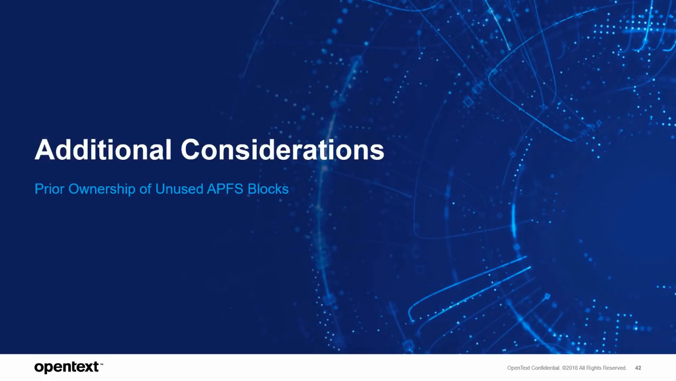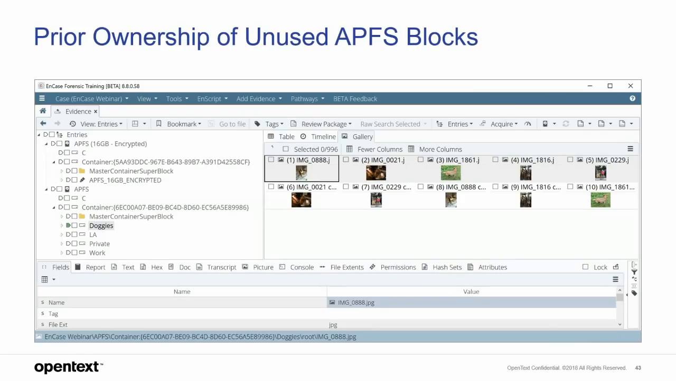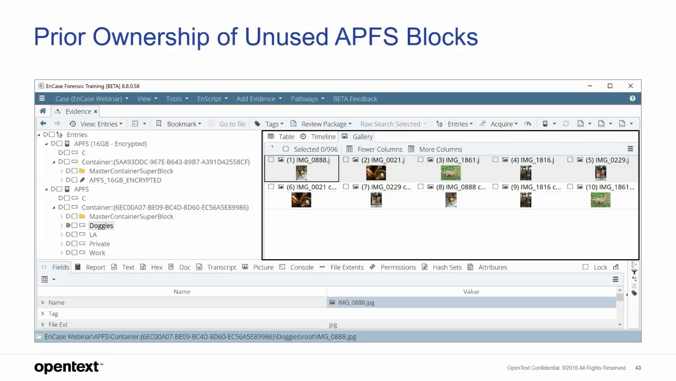We now need to consider a number of issues that we need to be aware of when parsing APFS volumes. The first is determining prior ownership of unused APFS blocks. To demonstrate the issues associated with the ownership of unallocated blocks, each of the volumes on the unencrypted APFS disk contains pictures with a specific theme. In the case of the doggies volume shown here, there are several pictures of my dogs.